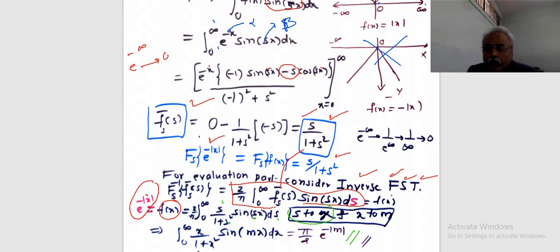So here we stop today. We have done a few examples. In every example, wherever the evaluation part is there, we are considering inverse Fourier transform or inverse Fourier sine transform, so that if you remember definitions and the same type of integrations, with a little concentration you will be able to do all these things.